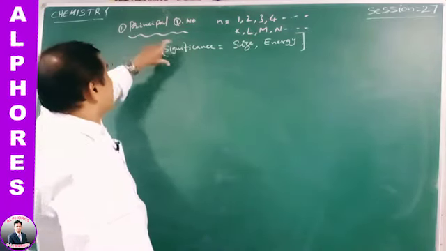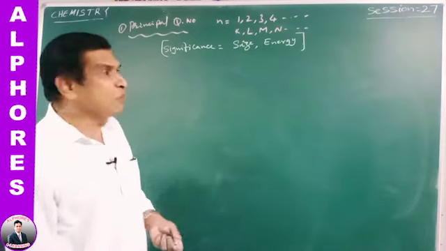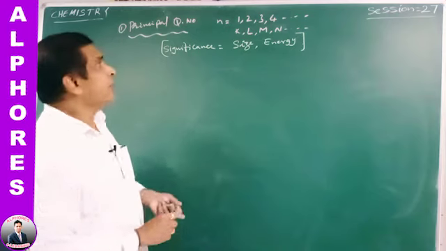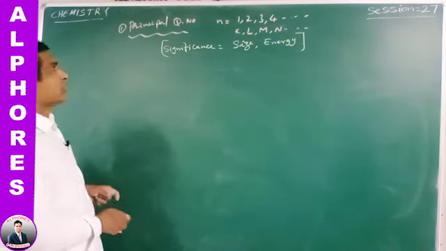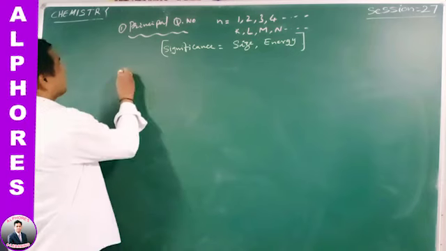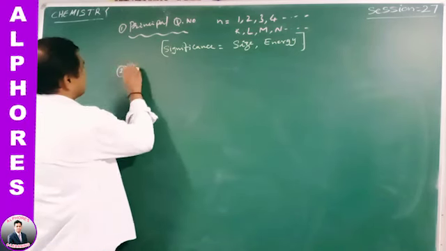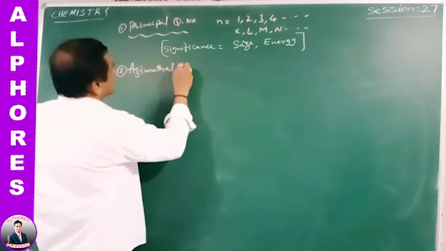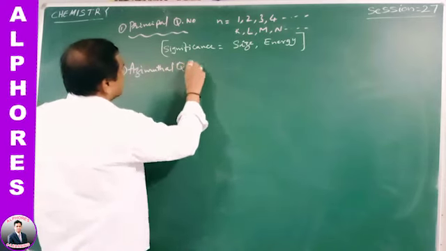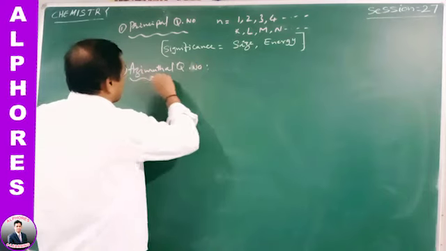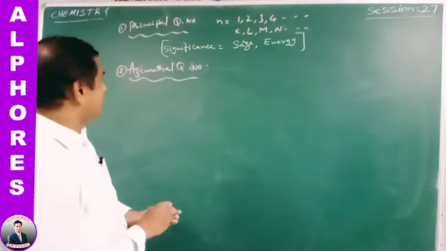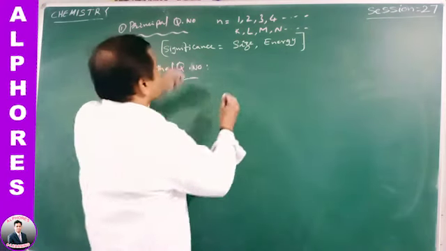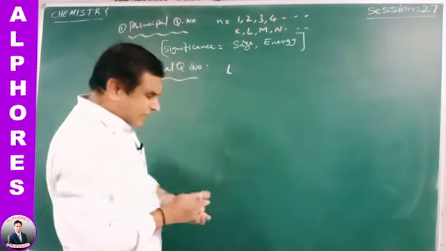The principal quantum number was explained by Niels Bohr. He explained the equations to calculate size and energy. So that is the significance of the principal quantum number. The second one is the azimuthal quantum number. It was explained by Sommerfeld and is denoted by the symbol l. What does l represent?